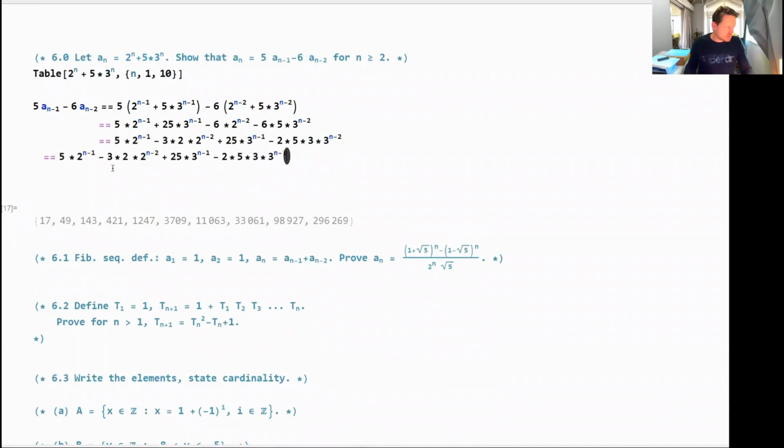So this part here, 2 times 2 to the n minus 2, is 2 to the n minus 1. And then over here we have 3 times 3 to the n minus 2, which is 3 to the n minus 1. Okay, great. So now we have like terms: 2 to the n minus 1, 2 to the n minus 1, 3 to the n minus 1, 3 to the n minus 1. So we can just add those, and that will be our next step here.